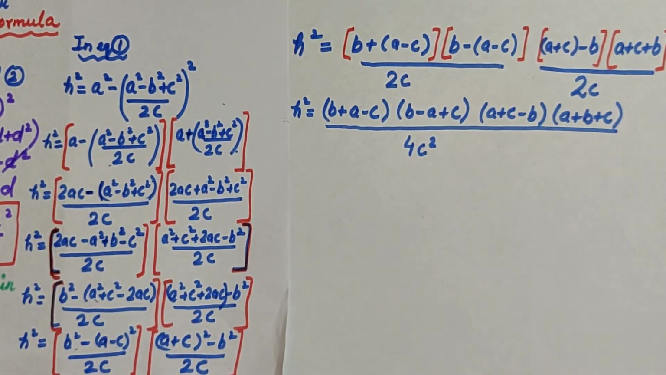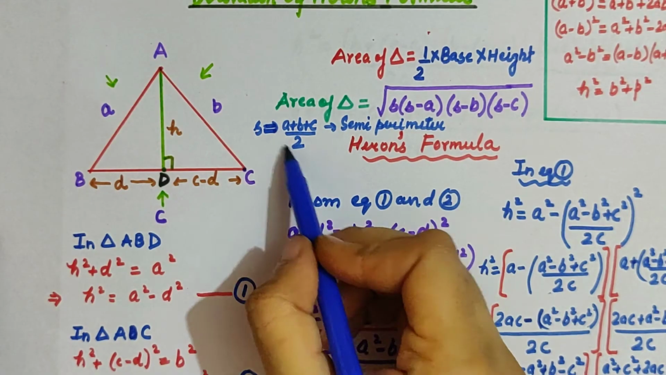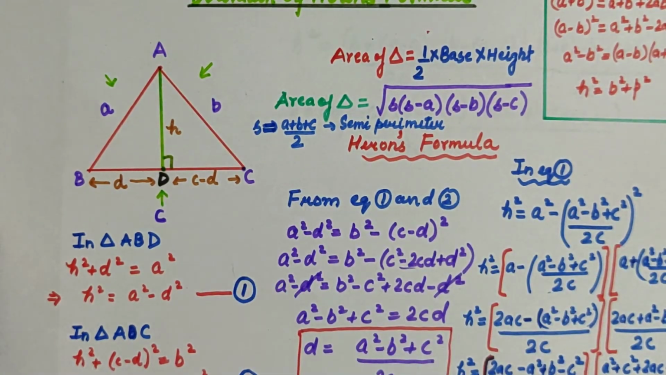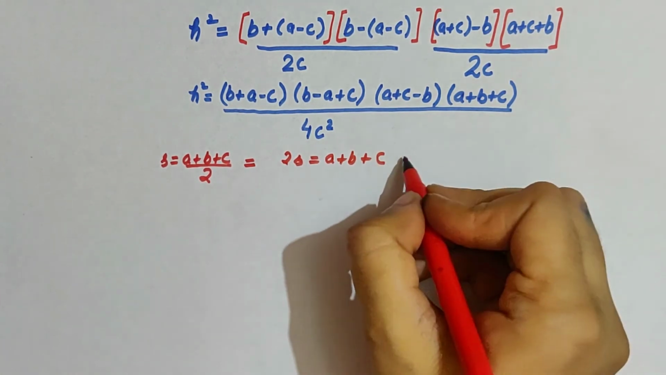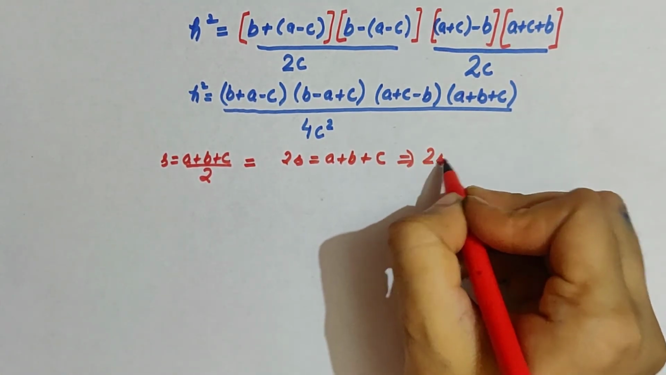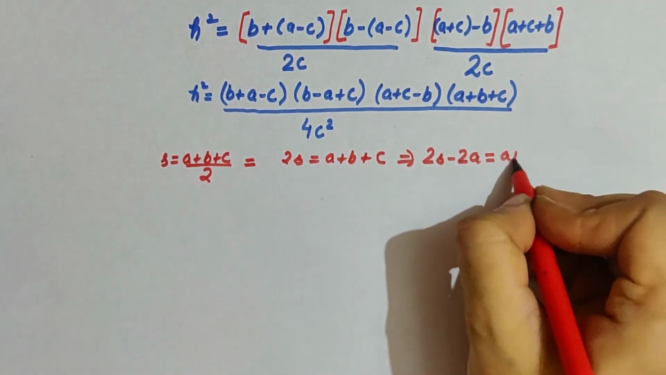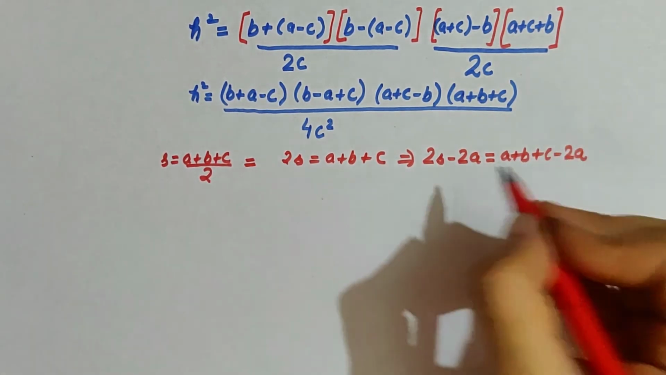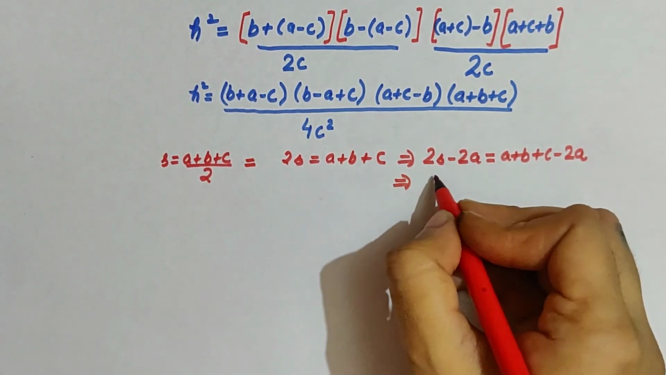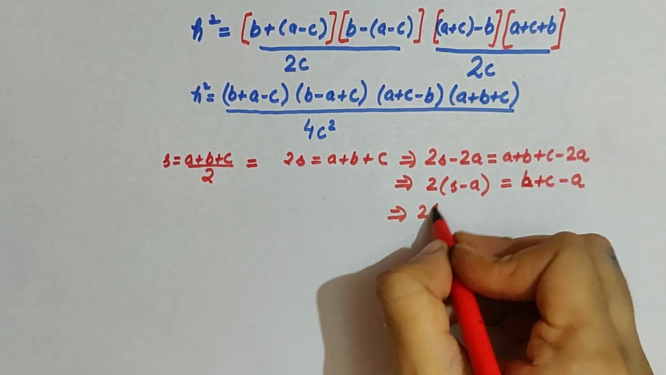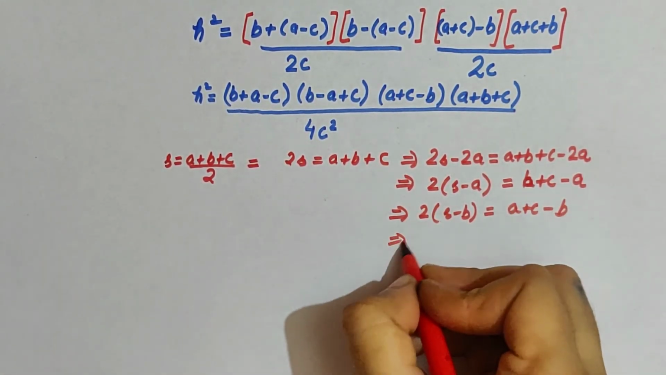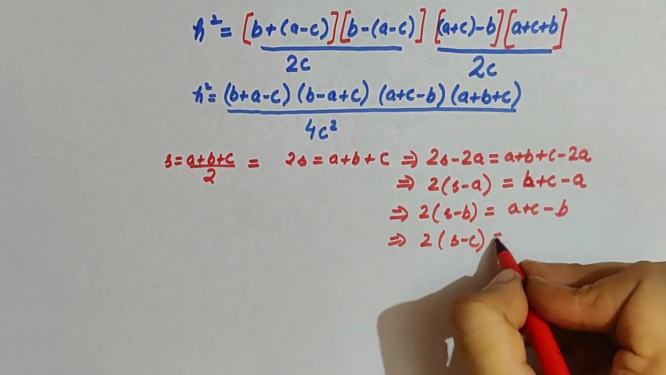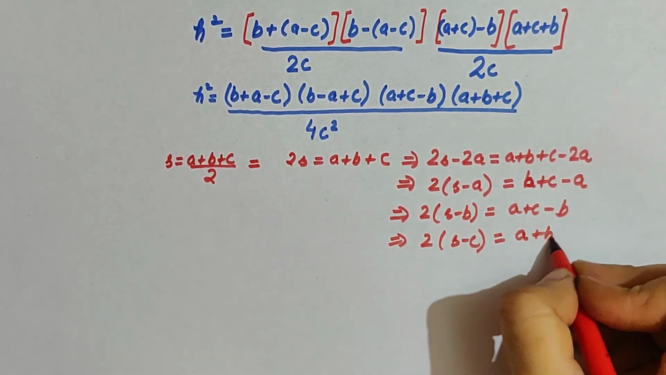We know that s is the semi-perimeter. So we can rewrite it as 2s is equal to a plus b plus c. Now we can say that 2s minus 2a will be a plus b plus c minus 2a. We subtracted 2a from both sides, so this is what we have. Similarly, we can say that twice of s minus b will be a plus c minus b. Twice of s minus c will be a plus b minus c.